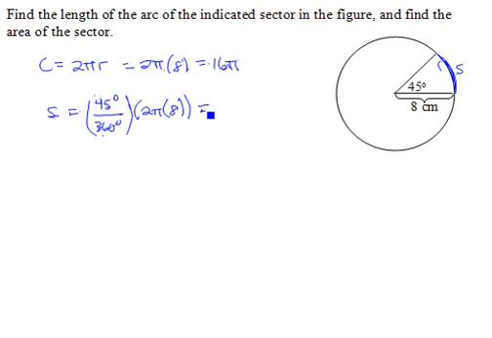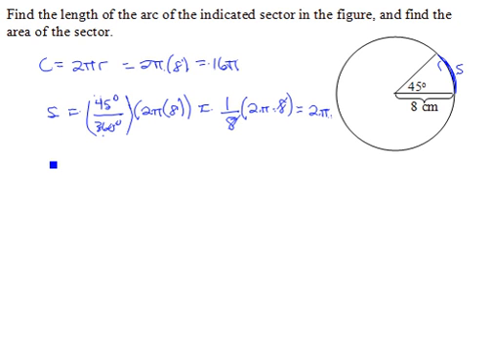Now if we simplify this, 45 over 360 reduces to simply 1/8, so you will have 1/8 of 2 pi times 8. The 8's divide out to 1, and we're just left with 2 pi. So the distance for S, for this arc length, is just 2 pi.